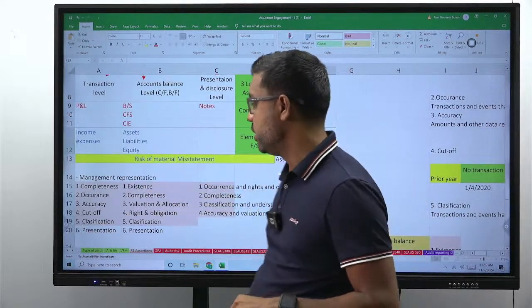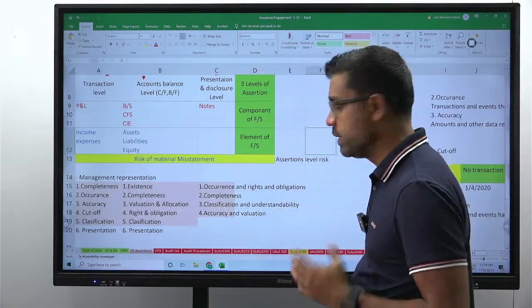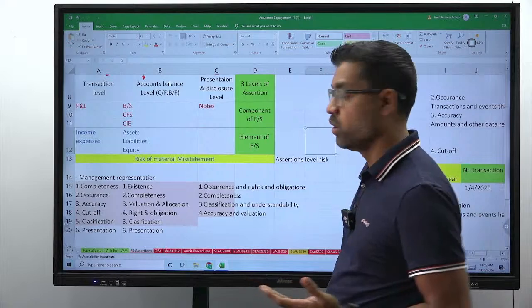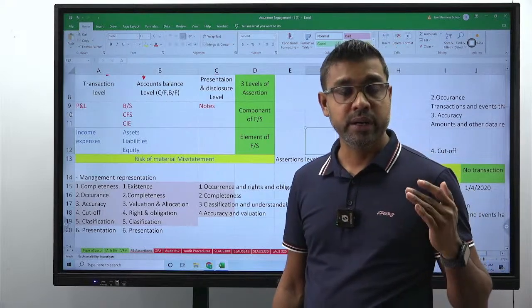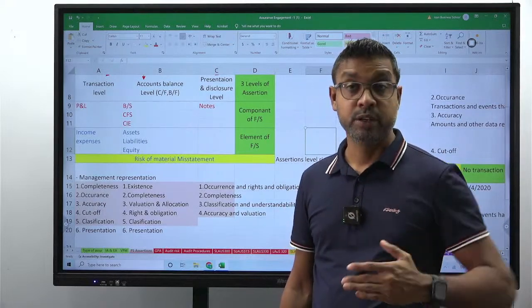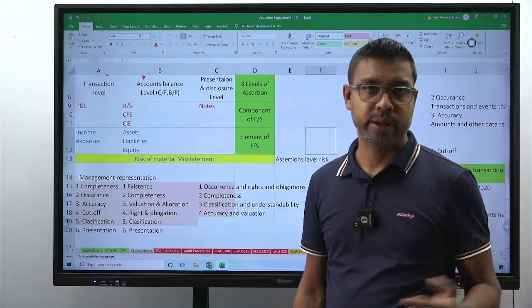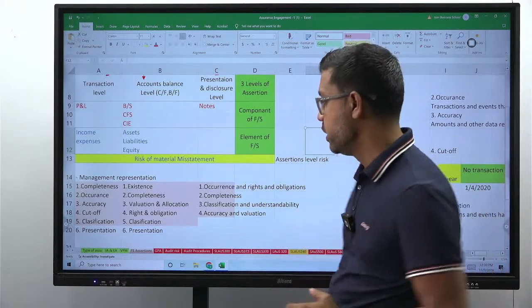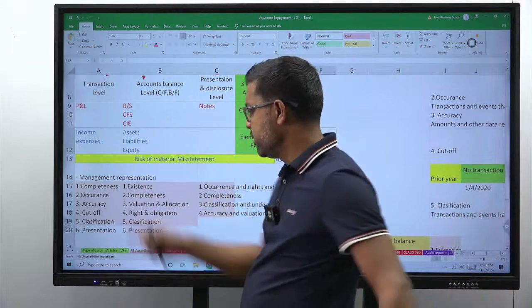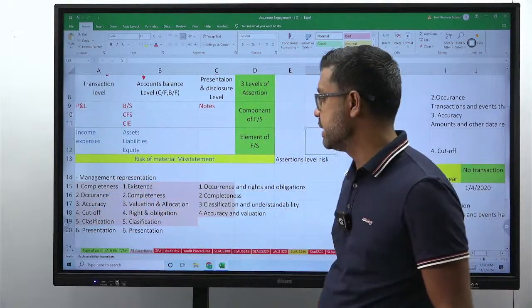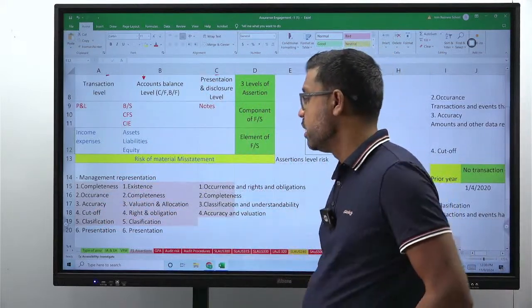Completeness, we were talking about this assertion under transaction level also. All account balances that should have been recorded have been recorded. Valuation and allocation is not applicable for transaction level, but it is applicable for account balance level.